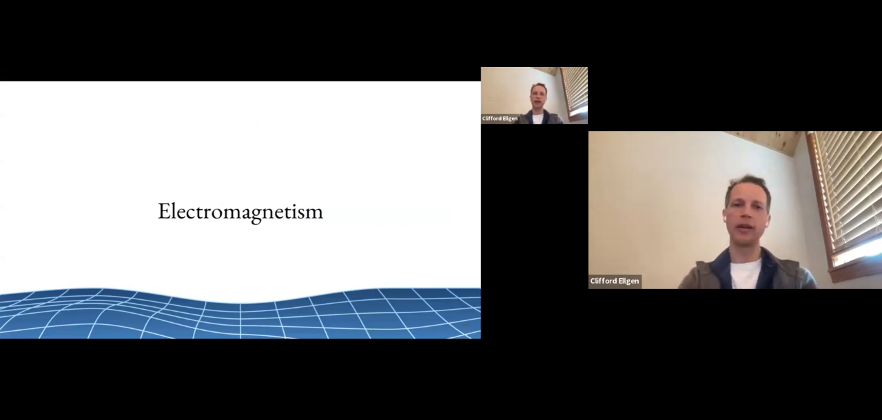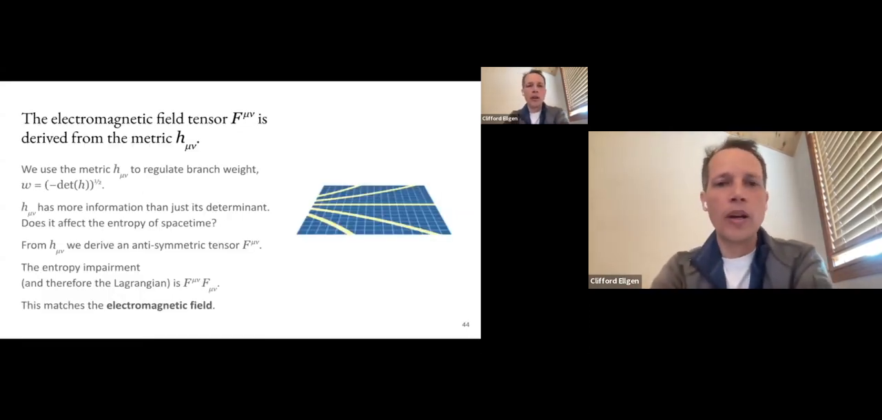The next force that we'd like to take on here is electromagnetism. We remember that we needed this metric h mu nu to keep track of the branch weight. We wanted branch weight so that we could do a well-behaved branch manifold, so the branching stays finite. So we needed h mu nu to see curvature. We used h mu nu to make the branch weight by using the volume element of h. But this metric h has more information in it than just its determinant. And we want to know, does that information in h affect the entropy of spacetime?